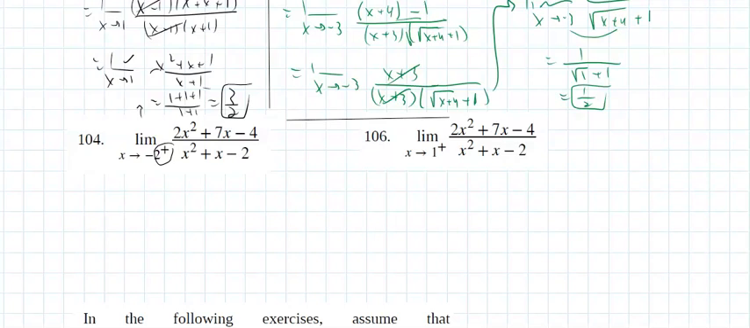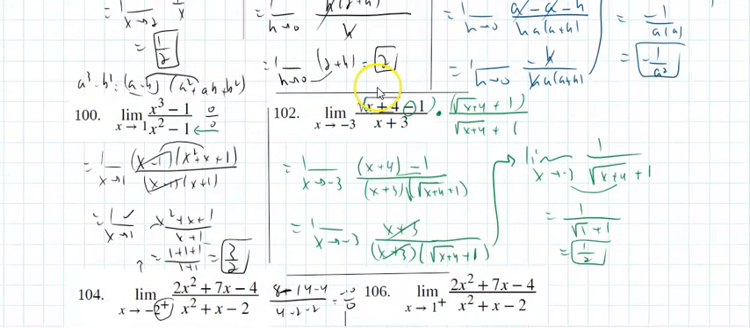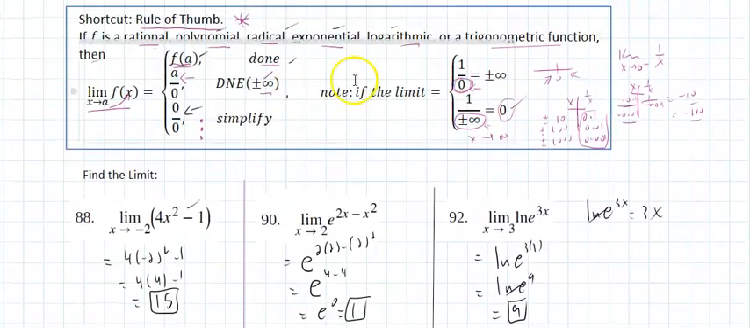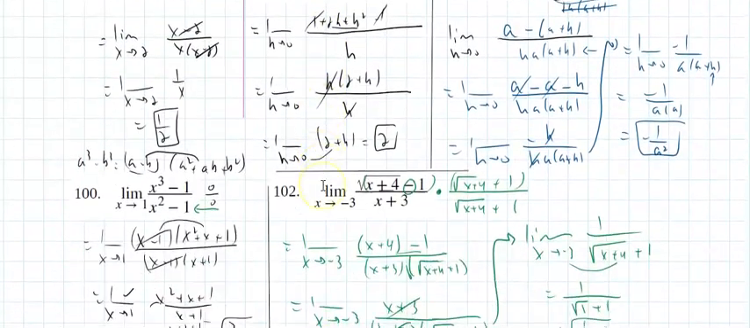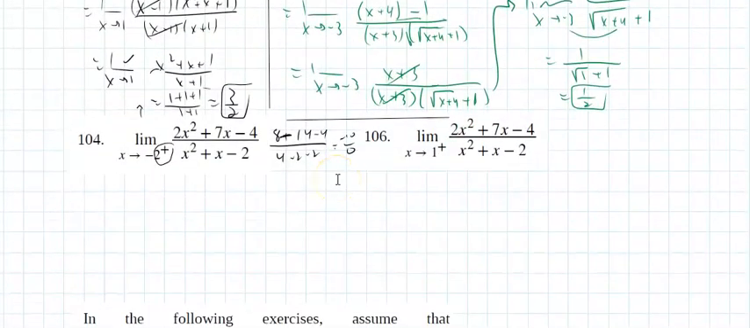Throw negative 2 in. That's 2 times 4, that's 8, plus, oh wait, 2 times negative 2 is negative 4, minus 4, over 4 minus 2 minus 2. That turns out to be negative 10 over 0. And according to our shortcut, if you get any number over 0, the answer is either positive or negative infinity. Let's see which one it is. How are we going to figure that one out?